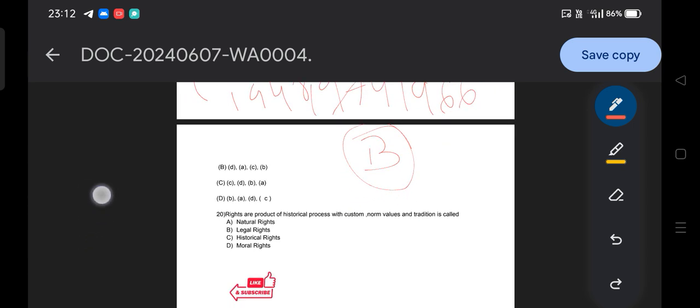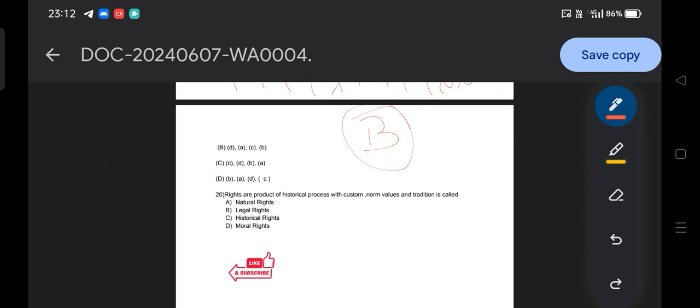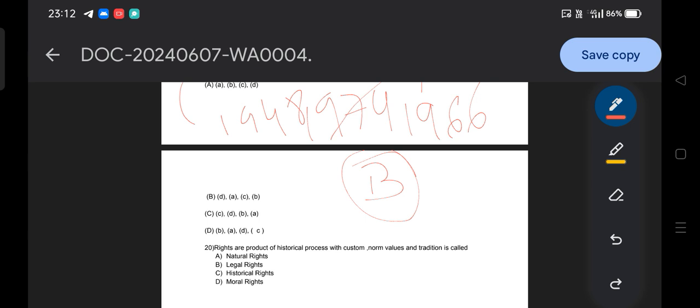Then the last question, question 20. Rights that are the product of a historical process with custom, norm, value, tradition are called what? Natural rights, legal rights, historical rights, or moral rights? The keyword is the historical process of custom, norm, value, tradition. It is historical rights. Option C is the answer, historical rights.